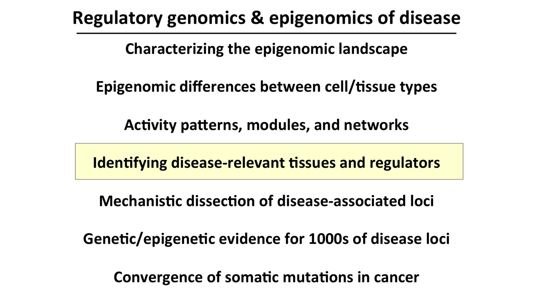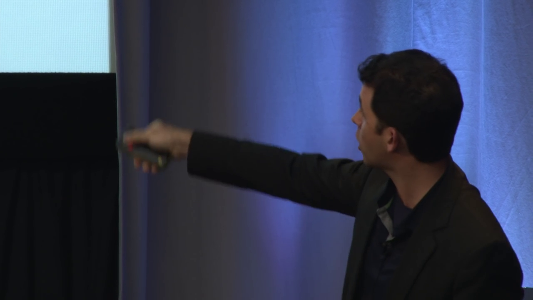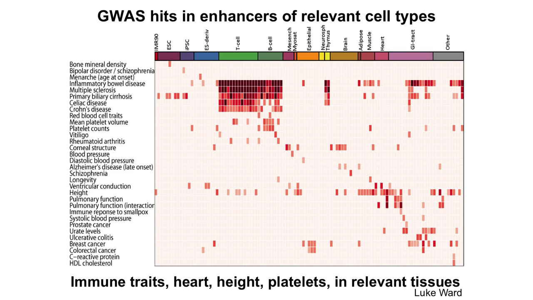So let's now use all of that information of these modules of enhancers and genes, these networks linking these upstream regulators to their target enhancers and ultimately to their target genes, to actually start interpreting disease association studies. So the first thing that we do, this is work by Luke Ward, is to look at what tissues are even relevant to the specific diseases that we're interested in. So for many of these diseases, we actually don't know what tissue we should be studying across different individuals when we want to go and carry out a genomic variation study.